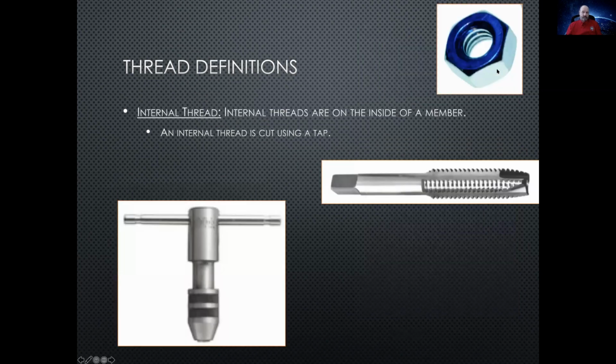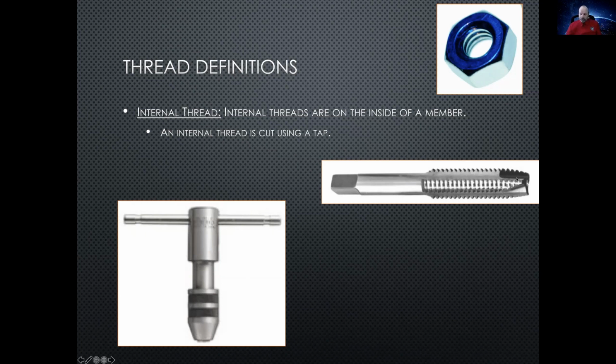Internal threads, those are the ones like inside of a nut that your external thread would fit into. Those are manufactured using a tap system. Okay, so the tap is a shaft that has threads cut into them, but only partial threads. And then you put it into the holder here and tighten it up, and you can actually make your thread, your internal thread, by twisting it into it.